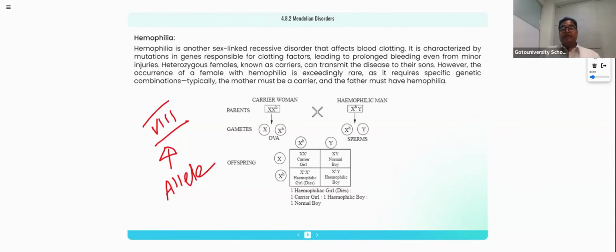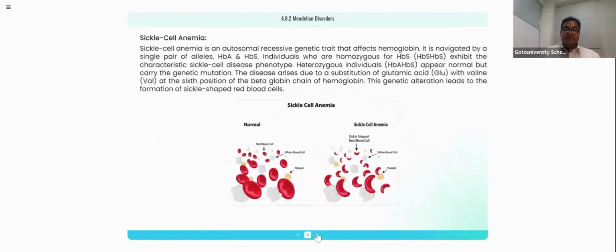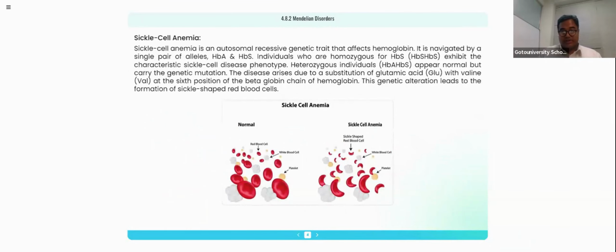Basically, the females have fewer issues. Why? Because with one defective X, they will balance with the other X, whereas the male will be a sufferer in most of the cases. Why? Because they have only one X, right? Now, out of the Mendelian disorders, we have sickle cell anemia. We discussed it just 30 minutes back, and it is summarized here again.